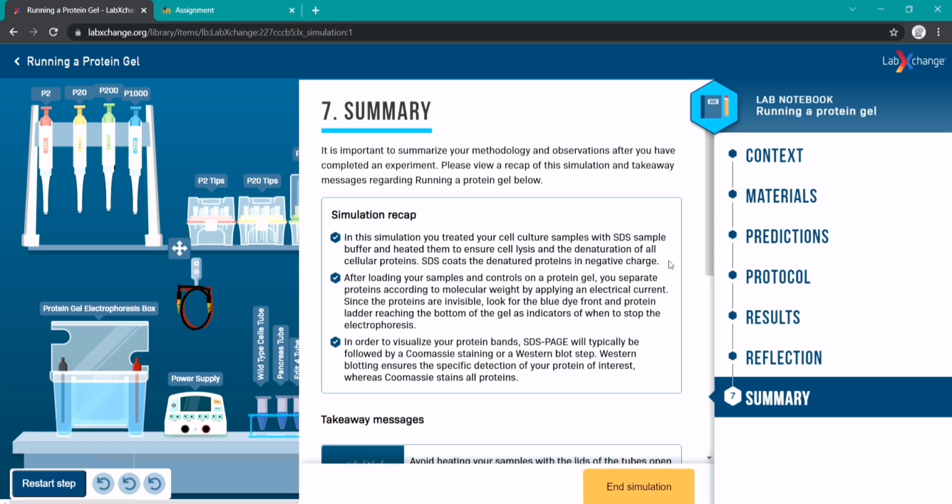After loading your samples and controls on a protein gel, you separate proteins according to molecular weight by applying an electrical current. Since the proteins are invisible, look for the blue dye front and protein ladder reaching the bottom of the gel as indicators of when to stop the electrophoresis.